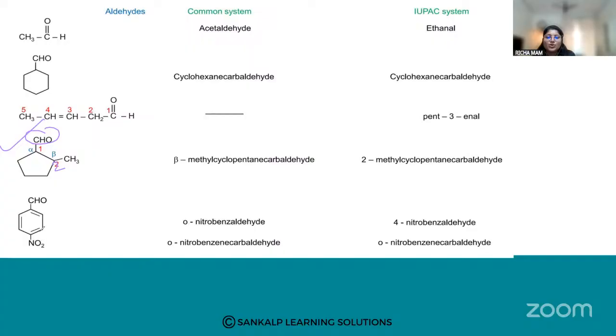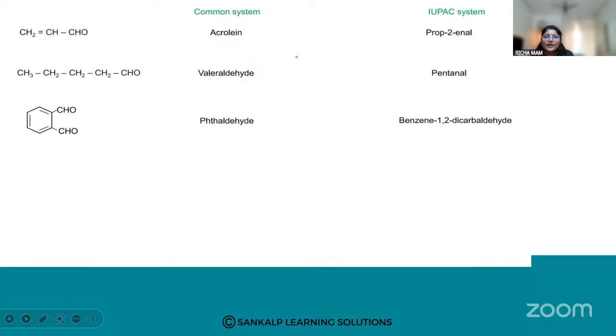Then this is ortho-nitrobenzaldehyde. Here it is 4-nitrobenzaldehyde. So like this, you are going to name the compound. So how are you going to name this compound? Just see, this is 1, 2, and 3. The common name is acrolein. In the IUPAC system, 1, 2, 3, so it is prop. At 2 position you have ene and al, so prop-2-en-al. At second position you have a double bond. Double bonds are represented by en, and aldehyde has the suffix al.